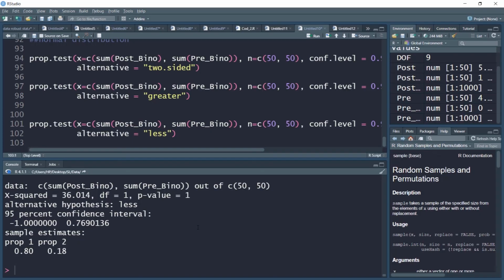So in conclusion, we can say with this hypothesis testing exercise that because of training and development program, there is a very statistically significant increase in promoters after the training and development program as compared to before the training and development program.